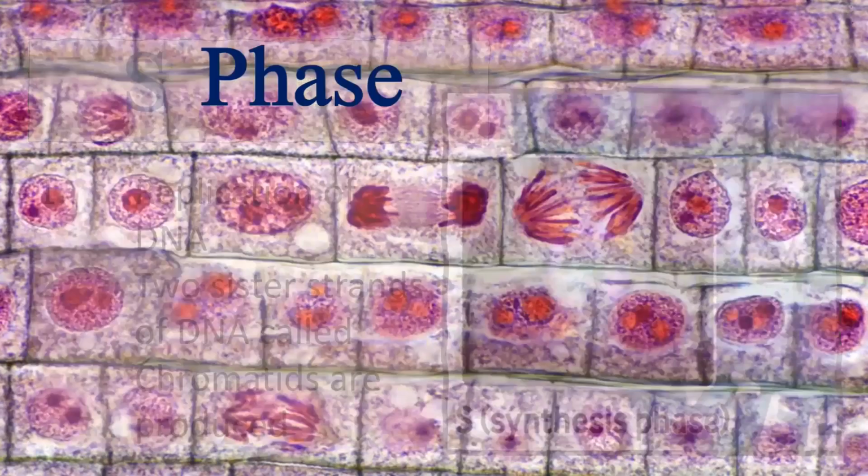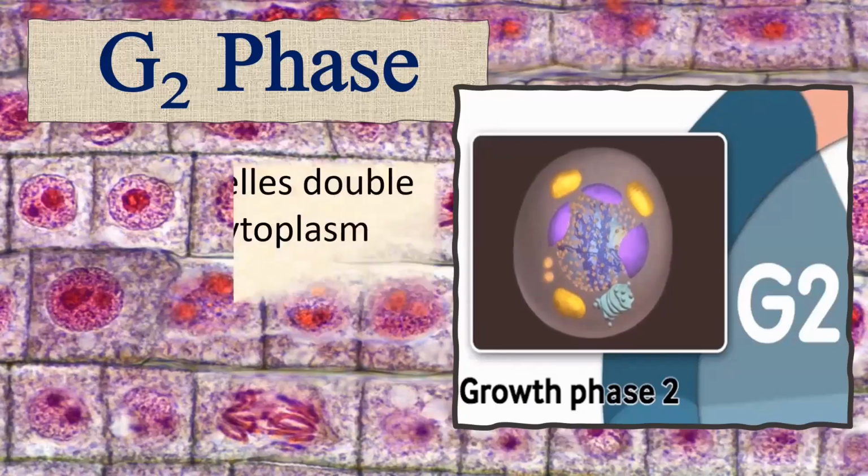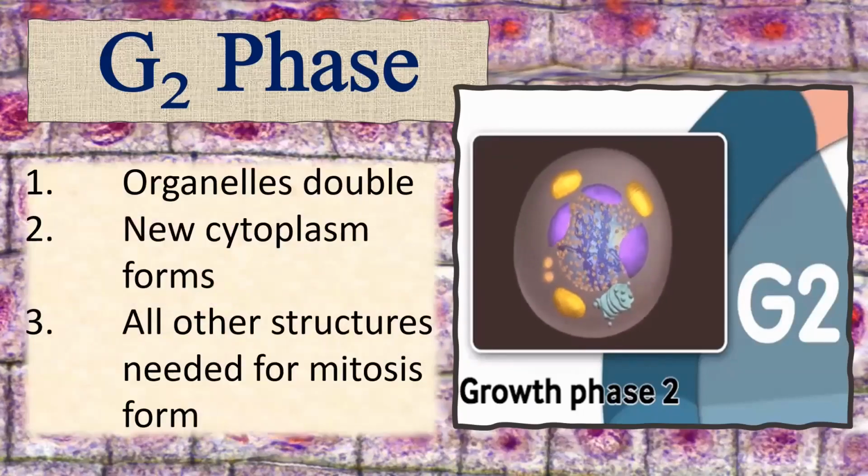Then lastly, the G2 phase. In the G2 phase, or growth phase 2, the organelles double, new cytoplasm forms, and all other structures needed for mitosis form.